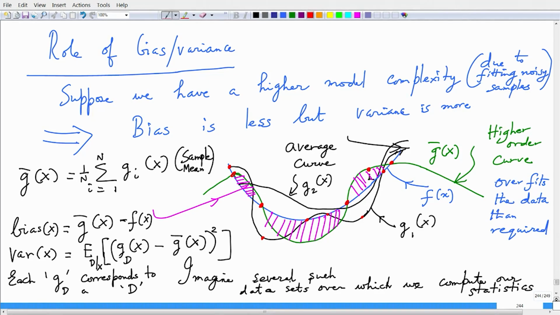I told you earlier that when we were looking at sampling the parabola with just 2 points and trying to fit lines, I can have different lines that depend upon the data sets that I have or the data points that I have sampled. Suppose I increase the model complexity.